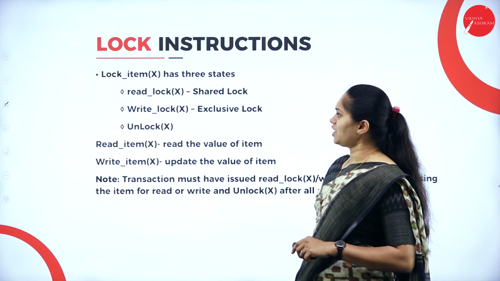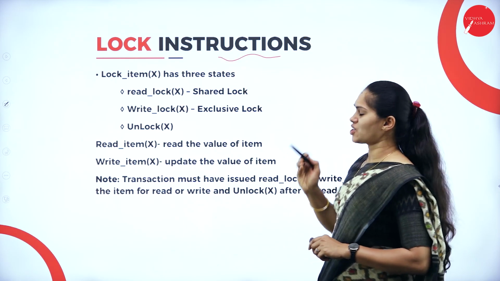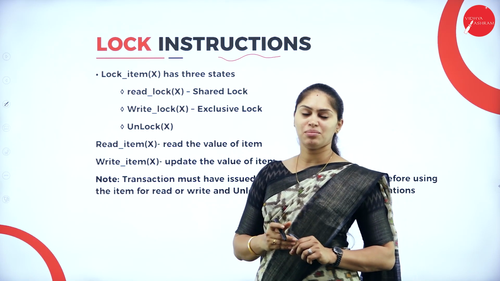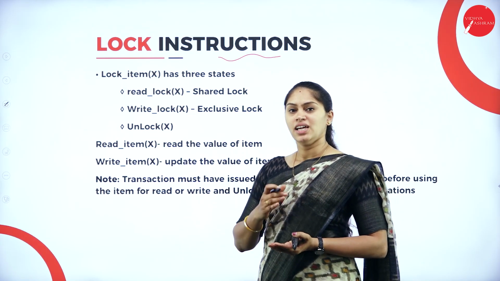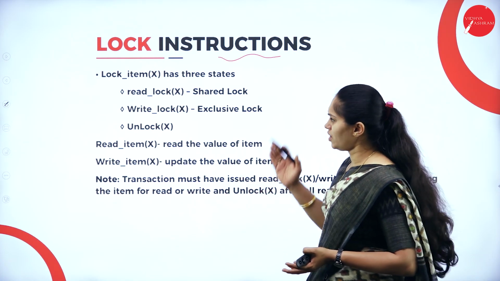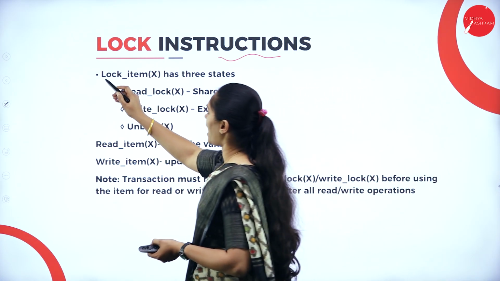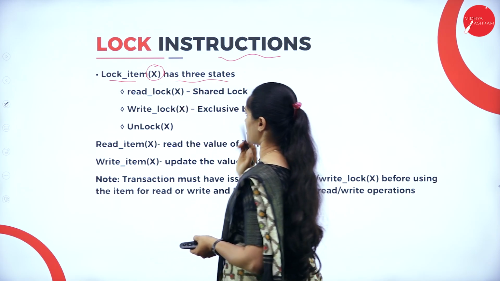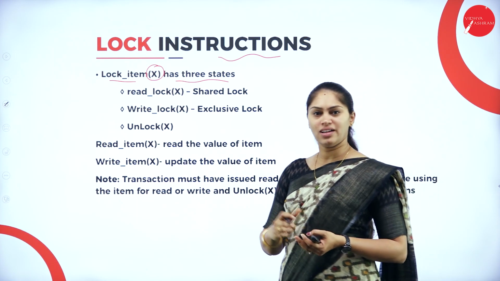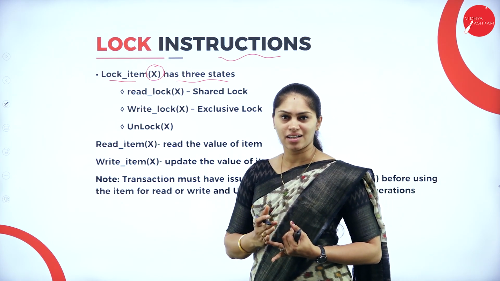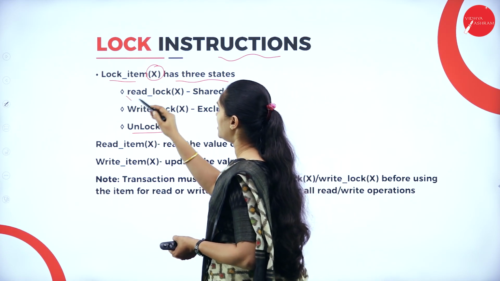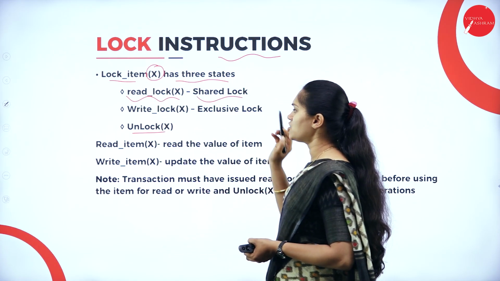Next, here you can see that we have certain instructions in order to have a lock. For example, if you want to lock a data item of a database, then you have to follow certain instructions, that is, the lock instructions. Here you can see that lock item of X has 3 states. If you are locking a content, it can be in 3 states. Already we know about read and write, and one more thing is unlock here. Fine. We see here read lock of X, that is shared lock.